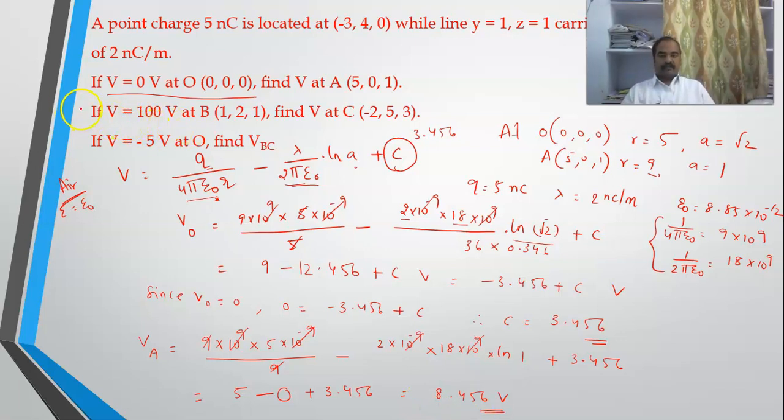Now see question number B. What does it state? If V is equal to 100 volts at B (1, 2, 1). Similarly to what I have done now, I used this equation, determined the C, and utilized that to determine this value. Now you are supposed to use this one to determine the value of C. C value will vary for different conditions. So again you are supposed to use that value to determine V at C.